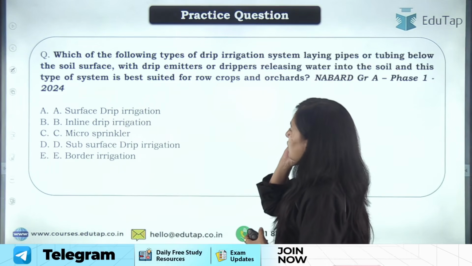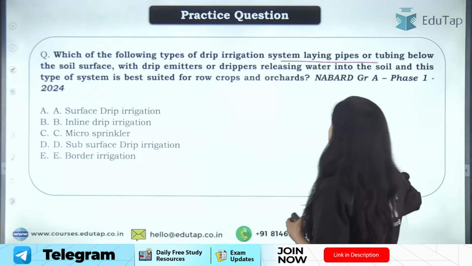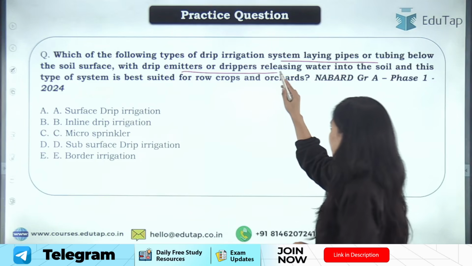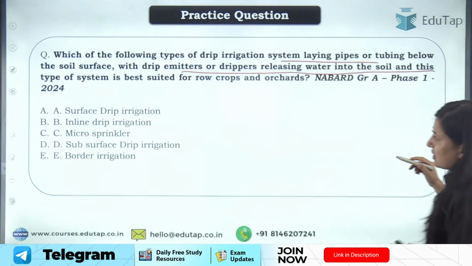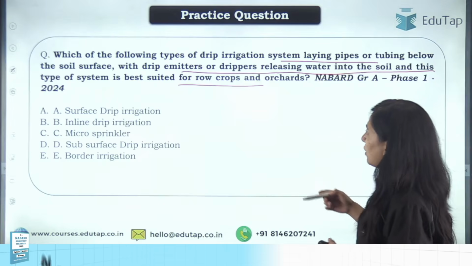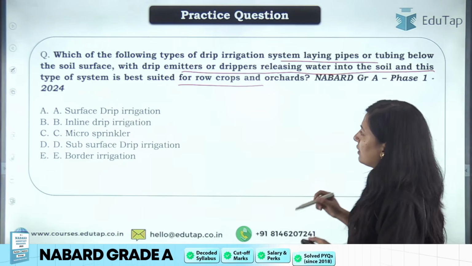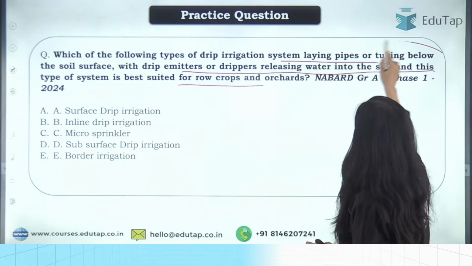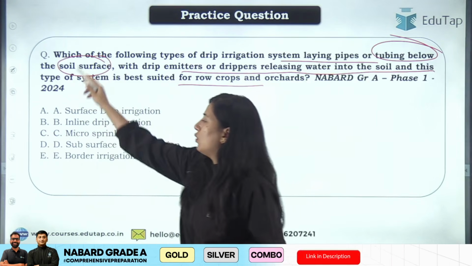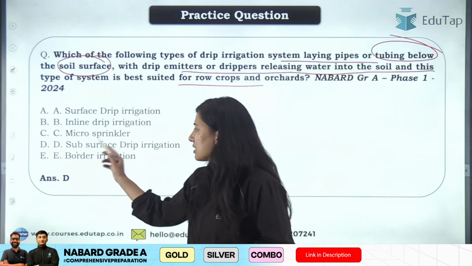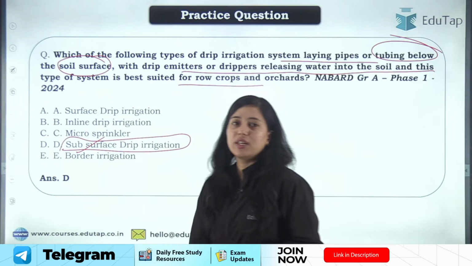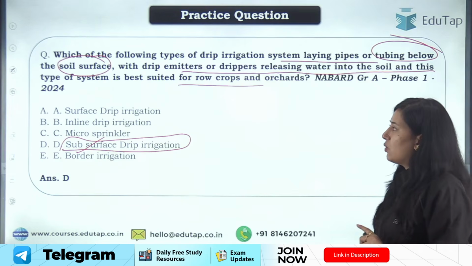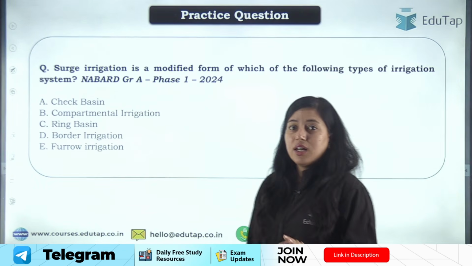So the first question was, which of the following types of drip irrigation system lays pipe or tubing below soil surface with drip emitters or drippers releasing water into the soil, and this type of system is best suited for row crops and orchards. So students, in this particular question, it is written tubing below the soil surface. So the answer here will be subsurface drip irrigation system. Okay, so this was the answer, subsurface drip irrigation system, that we have already discussed in the lecture also, and now I think you know about this particular thing, right?